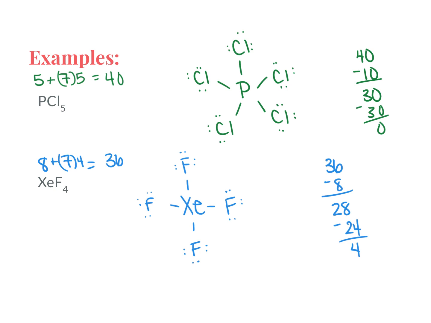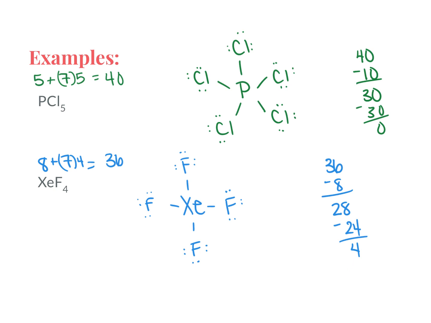Everyone look up here for the moment. Let me show you what's happening. We filled the octet rule for all of the fluorines. That took up 24 electrons. So how many are remaining? 4. We have 4 more. Do you have to place them? Yes, they have to go somewhere.